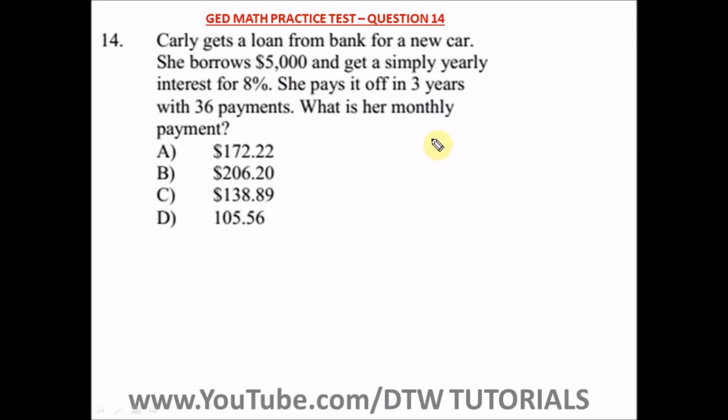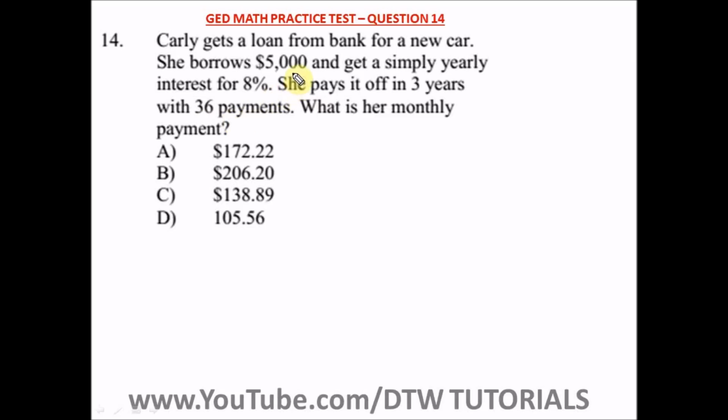Question 14 of the GED math practice test says Carly gets a loan from a bank for a new car. She borrows $5,000 and gets a simple yearly interest of 8%. She pays it off in 3 years with 36 payments. What is her monthly payment? First of all, we need to get the interest that she has to pay on this money, so that we'll get the total money that she would pay. Then we'll divide by her 36 payments to get her monthly payment.